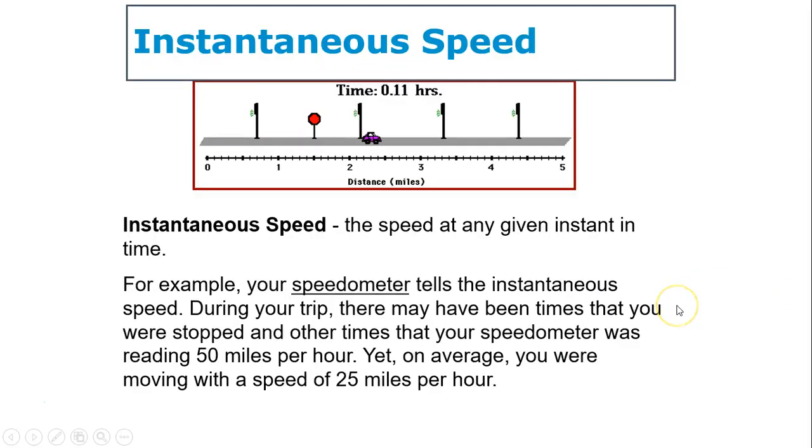Instantaneous speed is the speed at any given instant in time. For example, in your car, the speedometer tells the instantaneous speed. During your trip, a car can have a different speed at a different time. There may have been times that you were stopped, and other times that your speedometer was reading 50 miles per hour. Yet on average, you were moving with a speed of 25 miles per hour. So as you can see, average speed is different from instantaneous speed.